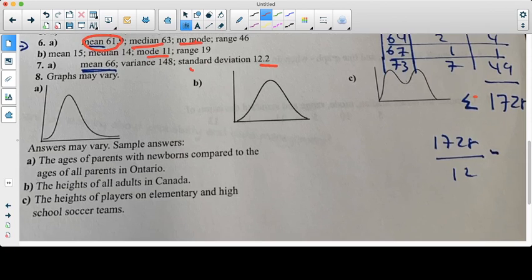Now, I didn't get the same answer that they did. That's fine. As long as you're close, it's okay, because it has to do with rounding and that sort of thing.